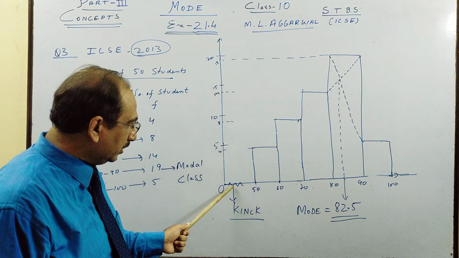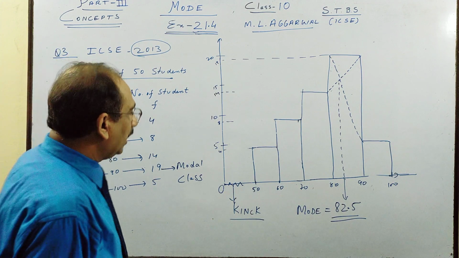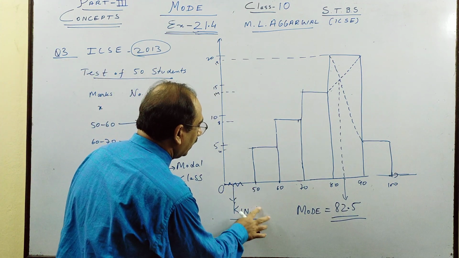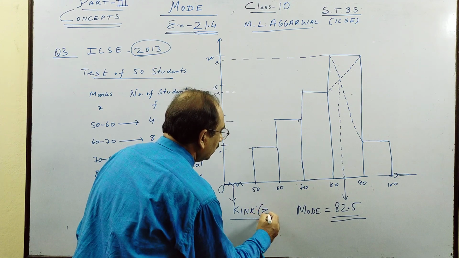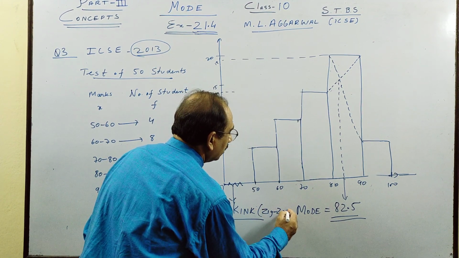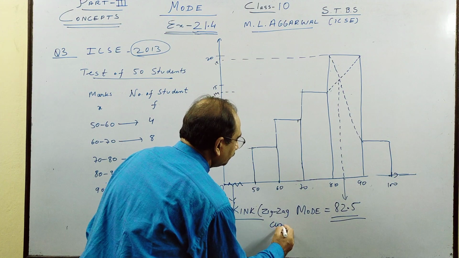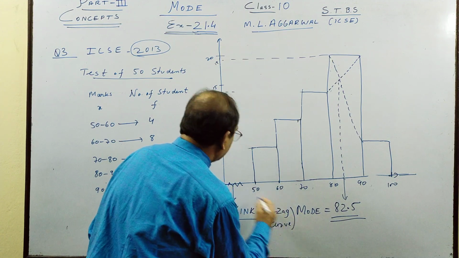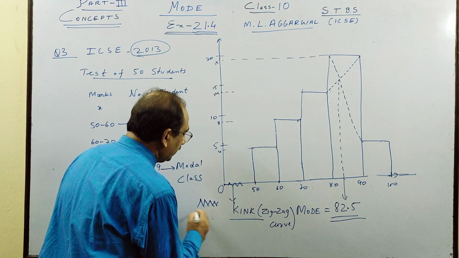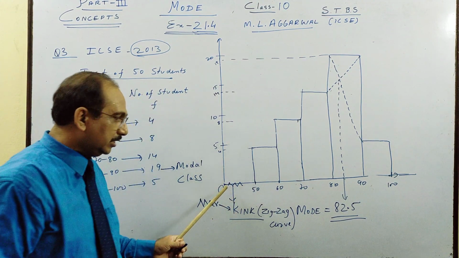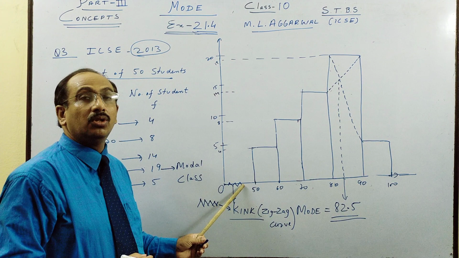And here I told you this is very important to draw, and the spelling is K-I-N-K, and this is also called a zigzag curve. Because this is zigzag this way. So the reason for this is that this part, I told you, is not as per scale.